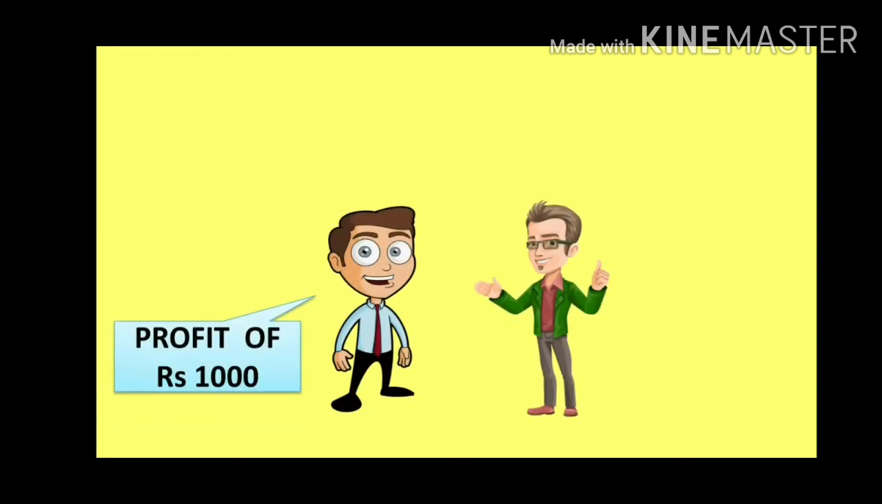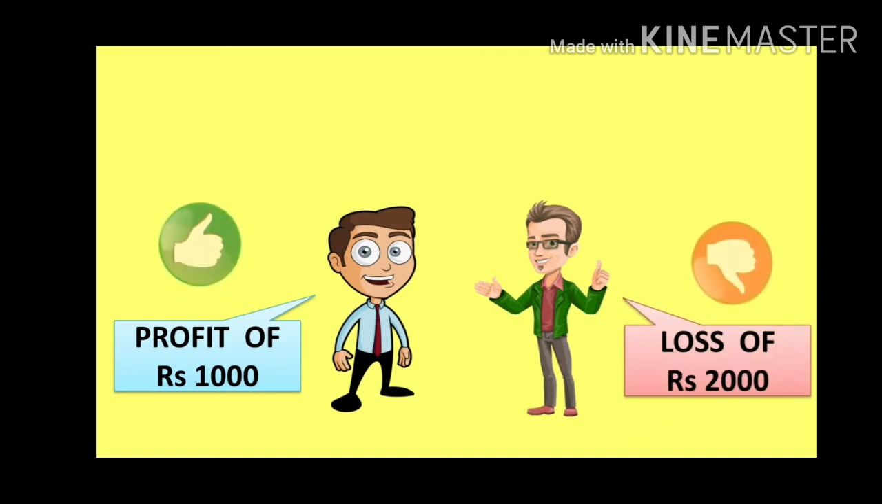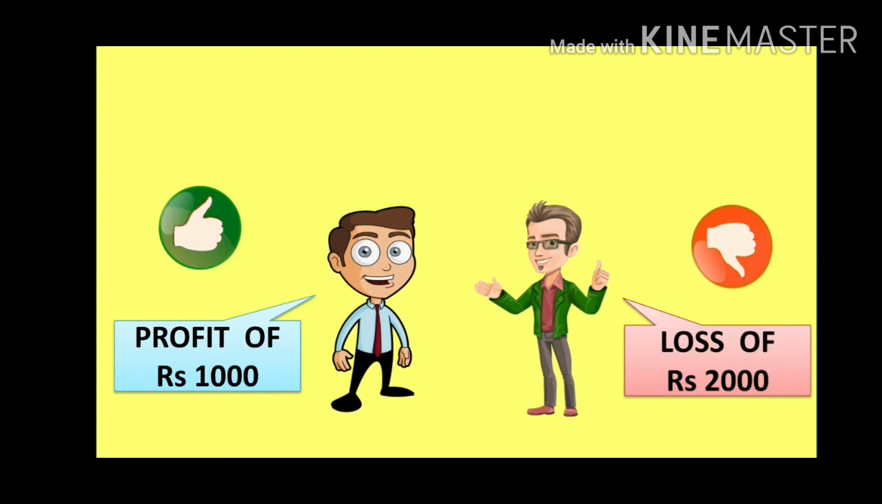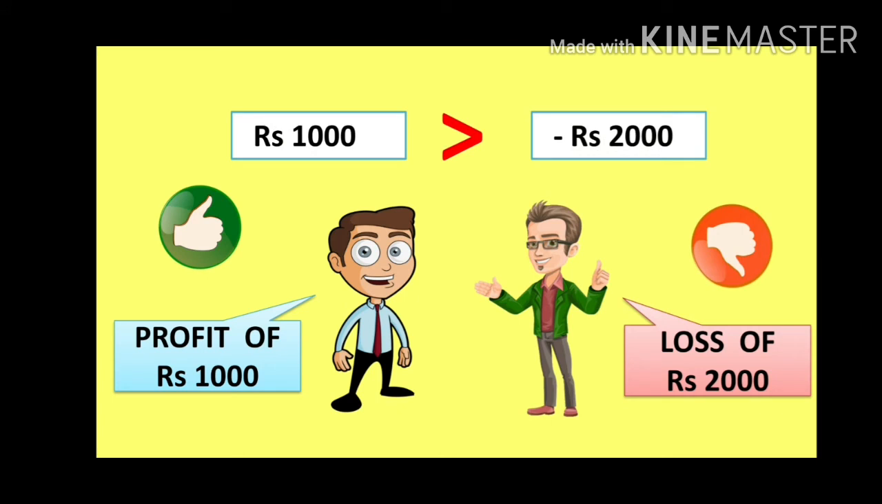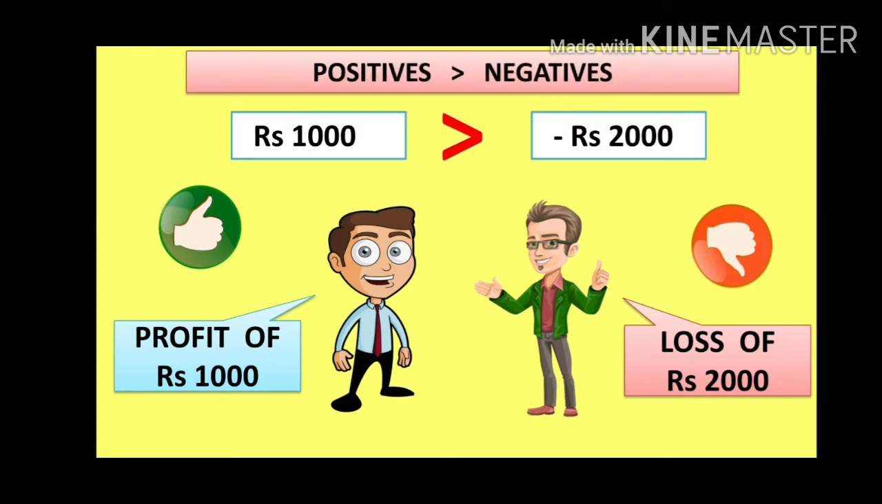Now John has got a profit of 1000 and Jam has got a loss of 2000. So it is clear who will be happier. John will be happier because he has got a profit. Whenever we get a profit, we are happier. So a profit of 1000 is rupees 1000 and a loss of 2000 means minus 2000. Here we can see all positives are always greater than all the negatives. So positives are greater than negatives.